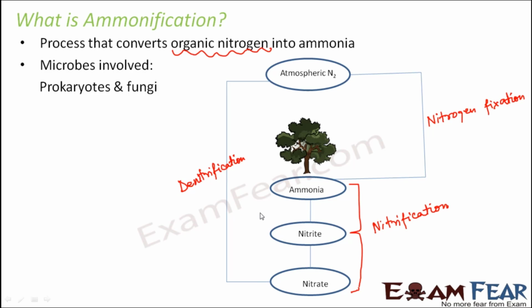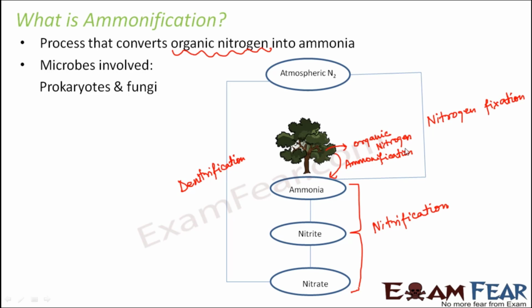Now what happens to these nitrates? These nitrates get utilized by the plants, and these plants in turn get utilized by other animals. That means basically all plants and animals utilize these nitrates directly or indirectly. But when these plants and animals die, the nitrogen present inside their body in the form of nucleic acids or proteins, that nitrogen is organic nitrogen. Anything that is present inside the plant or the animal body is organic nitrogen, and this organic nitrogen gets converted into ammonia, and that is how it is given back to the ecosystem. This process is known as ammonification.